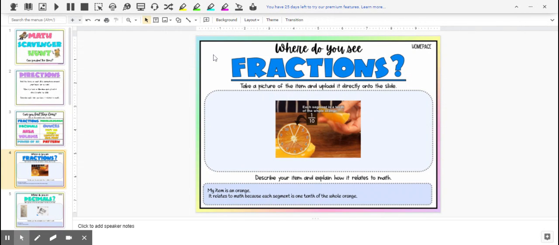First one, where do you see fractions? Take a picture of the item and upload it directly onto the slide. Describe your item and explain how it relates to math.